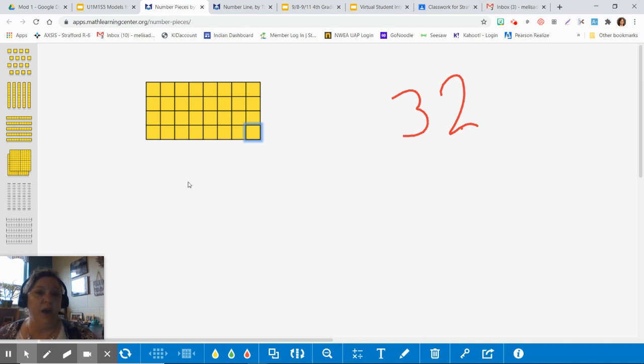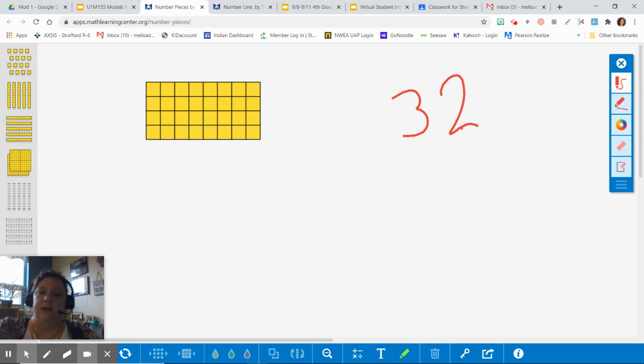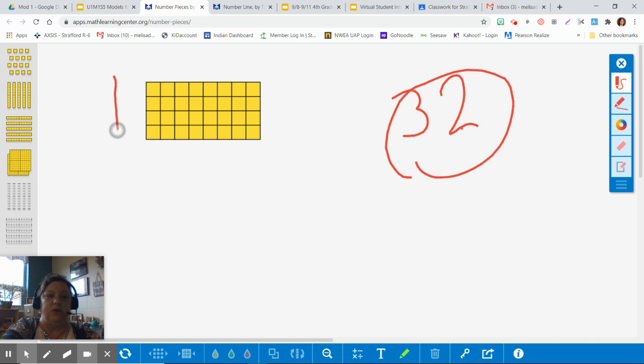So let's think for just a second about what we know and what we didn't know when we did this. We were trying to figure out how many were in each row. We knew that total we had 32 crayons. That's our total. And we also knew that there were 4 rows.